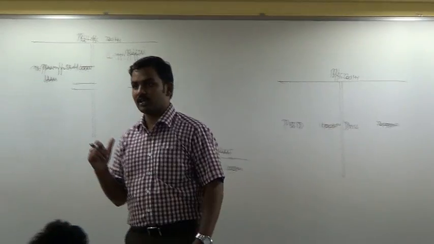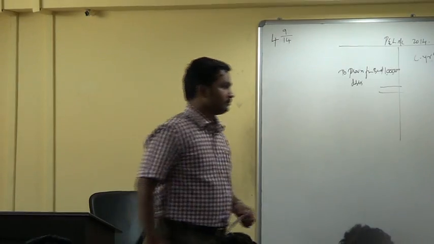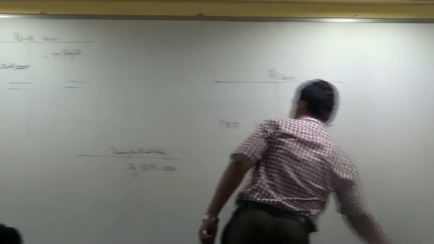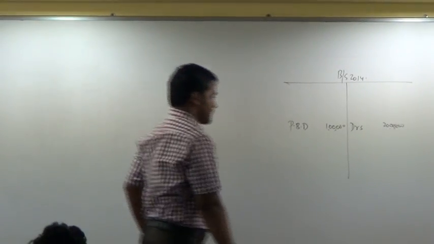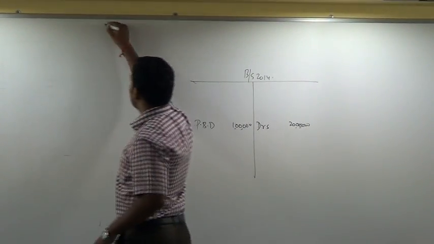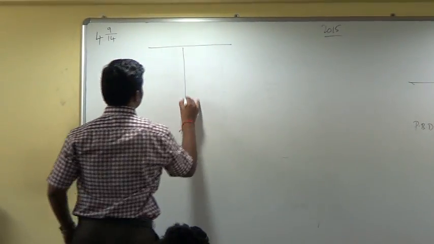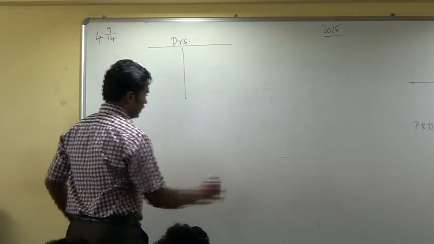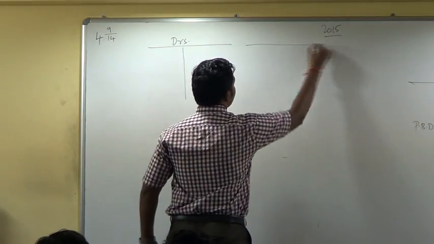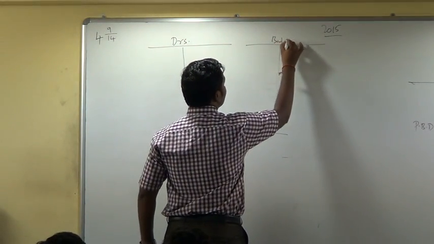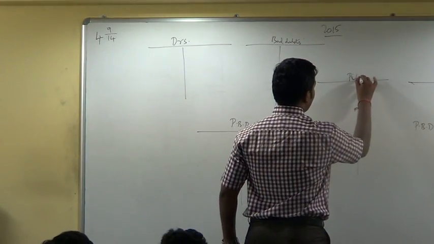Is it clear everyone? Are you able to understand this? Okay. So now let us see what happens in 2015. So we now come to the next year, 2015. In 2015, I will open some accounts. Debtors account, provision for bad debts account, bad debts account, profit and loss account.